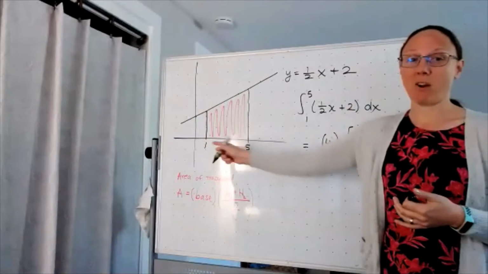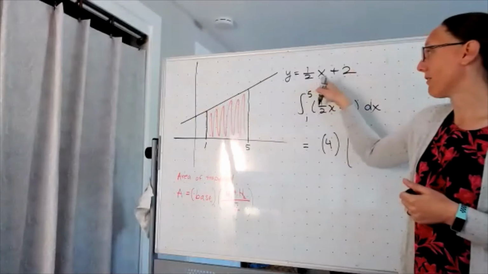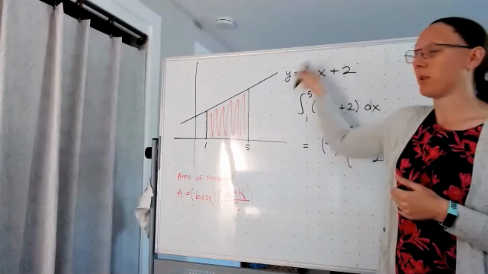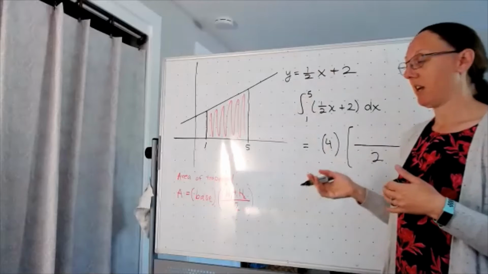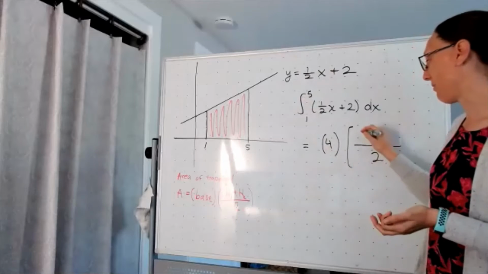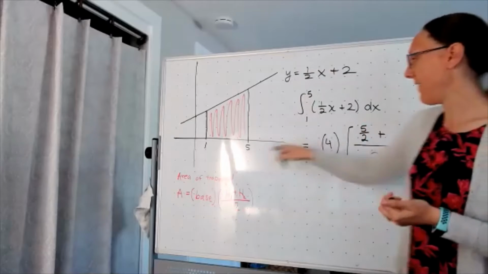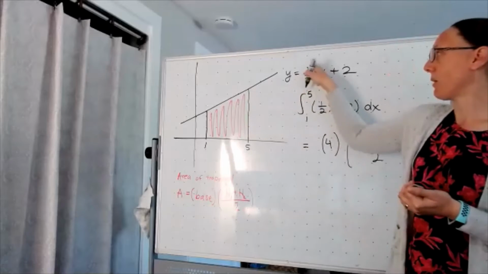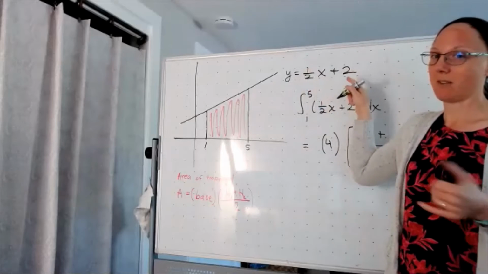So now I need to figure out what was the height when we plug in 1. Well, if I plug in 1 for x, I'll have 2 plus 1/2. We could do that as decimals or fractions. 2 plus 1/2 is 5/2. And then my height at 5, when I plug in 5, I'll have 5/2 plus 2, which is 9/2.